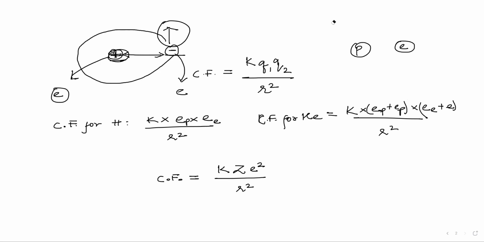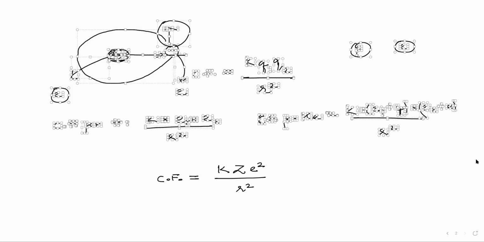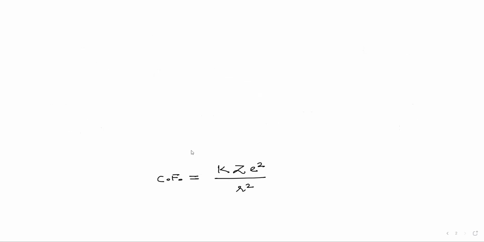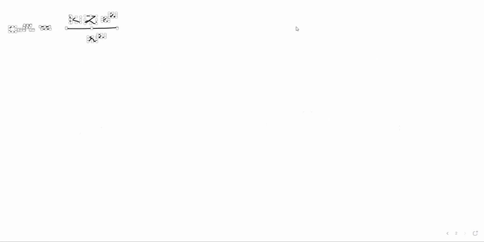Okay, so let us erase this thing. And this is Coulombic force. We write this above. You understand now how Z came here? What is Z? Z is the atomic number. Okay, Z is the atomic number. So this is the Coulombic force.